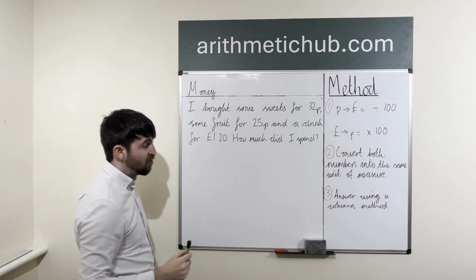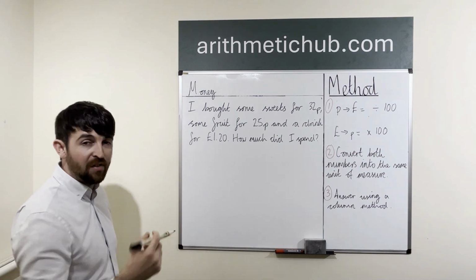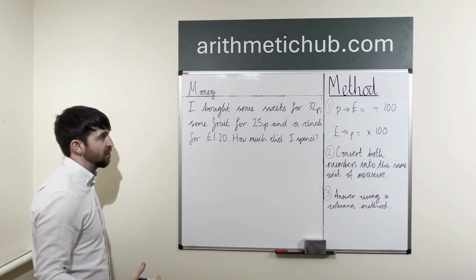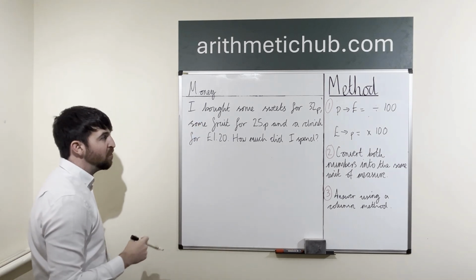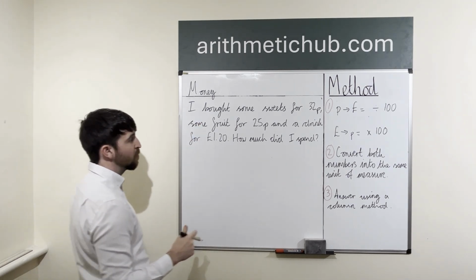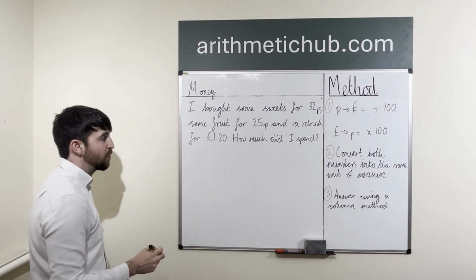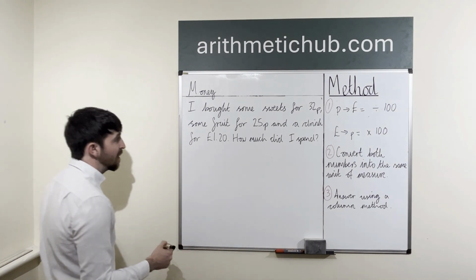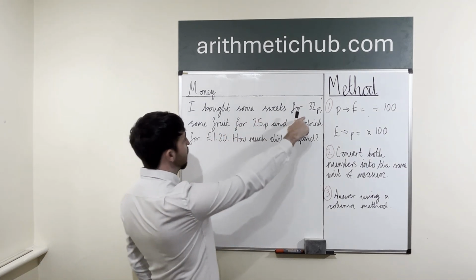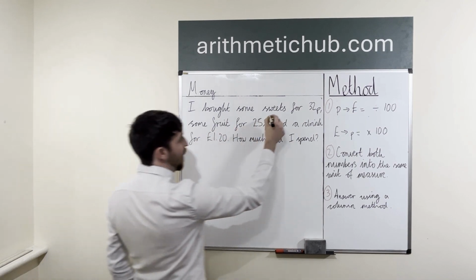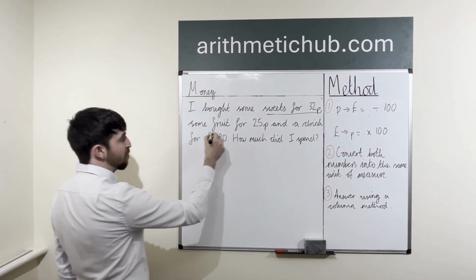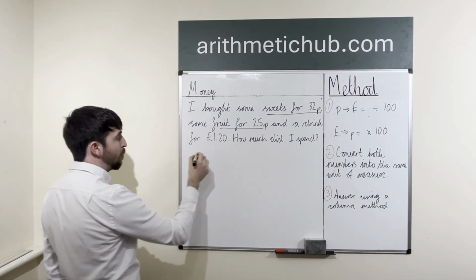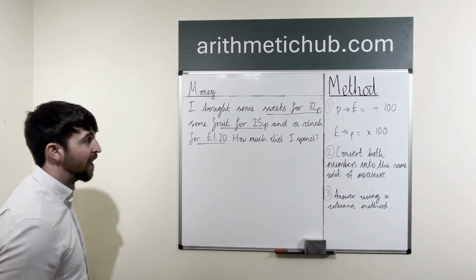Now another type of question. This one is slightly different because it's a little bit more of a problem-solving question to do with money. So it says, I bought some sweets for 32p, some fruit for 25p, and a drink for £1.20. How much did I spend? So we've got 3 bits of key information here, haven't we? Sweets were 32p. I'm going to underline it actually. Fruit was 25p, and a drink for £1.20. How much did I spend?